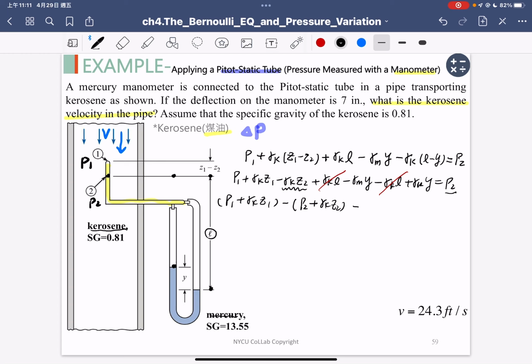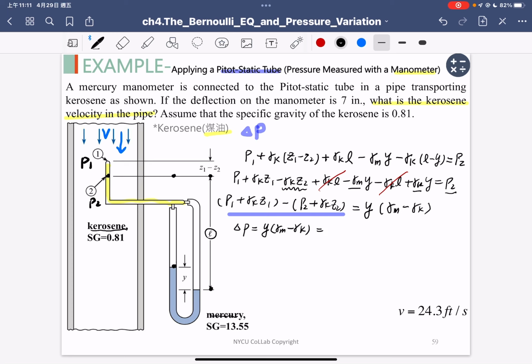And then we just move some gamma. This is the gamma M, and this is the gamma K, and both parameters have the same Y. So we move to the right-hand side, you have the gamma M minus the gamma K, okay? The left hand side in here is our delta P. So we know that the delta P will equal to the Y multiplied by the gamma M minus the gamma K.